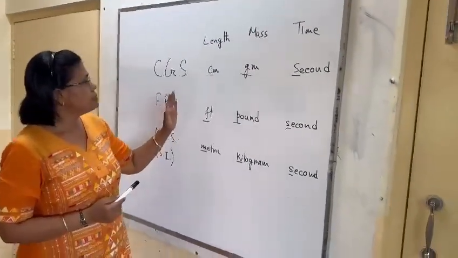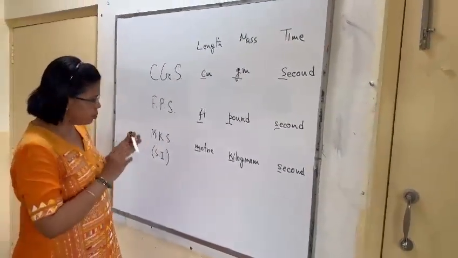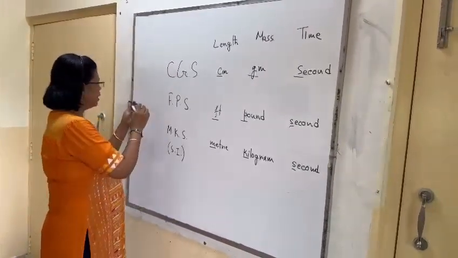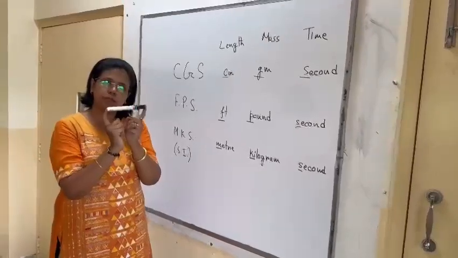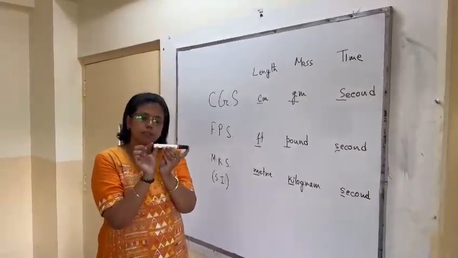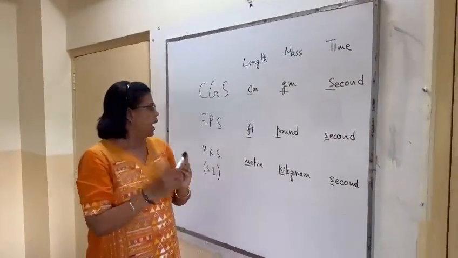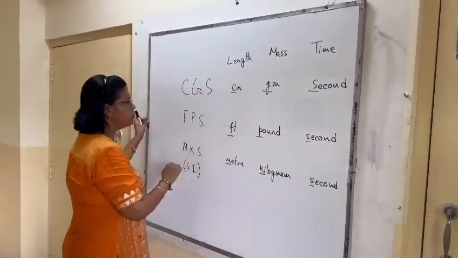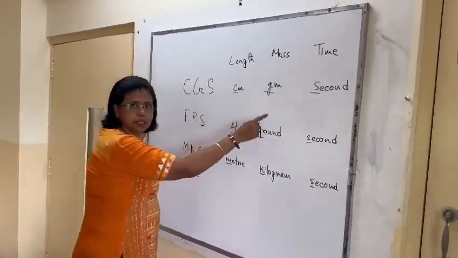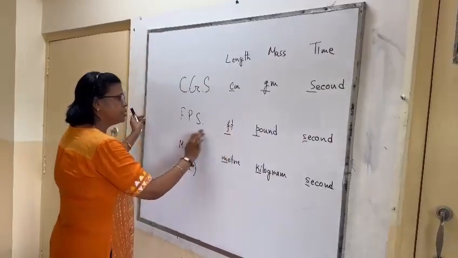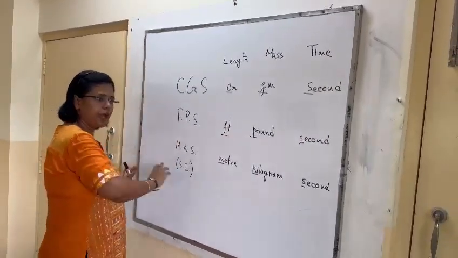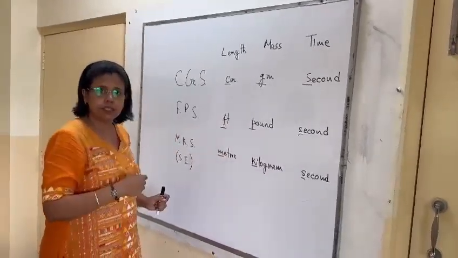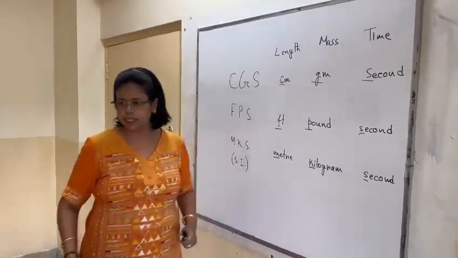Nowadays, for smaller units, like smaller length or smaller mass, we use CGS. Like if we have to measure the length of this pen, we use centimeter. If we have to measure the length of this whiteboard, then we use feet. That means we are using the FPS system. Now if we have to measure the length of this room, then we use the meter. Then we are using the SI system.